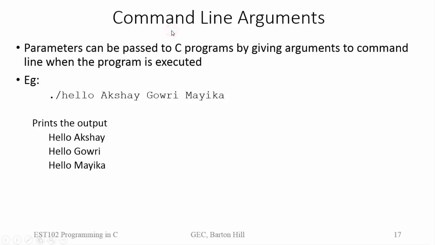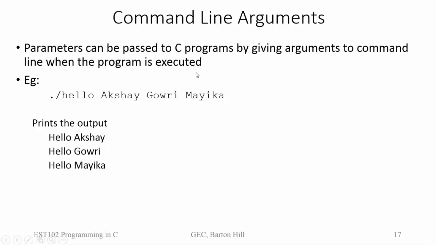Hello all. In this video session, I will be discussing command line arguments. Parameters can be passed to C programs by giving arguments on the command line when the program is executed. Usually when we are writing programs, we accept inputs using the scanf statement. Command line arguments are an alternative: we can provide arguments on the command line and the program will accept those as input parameters.